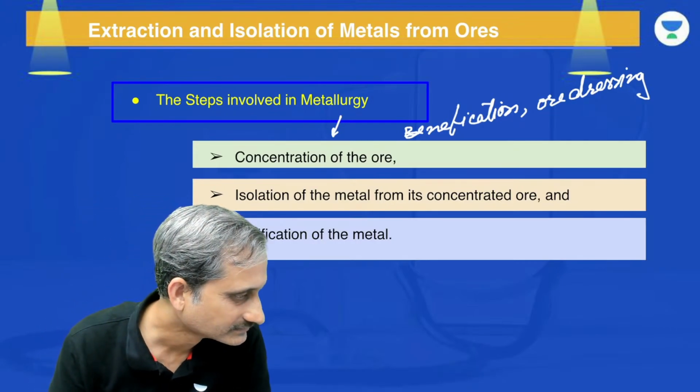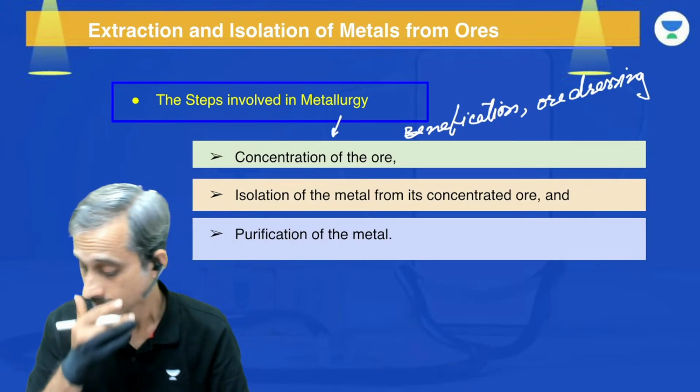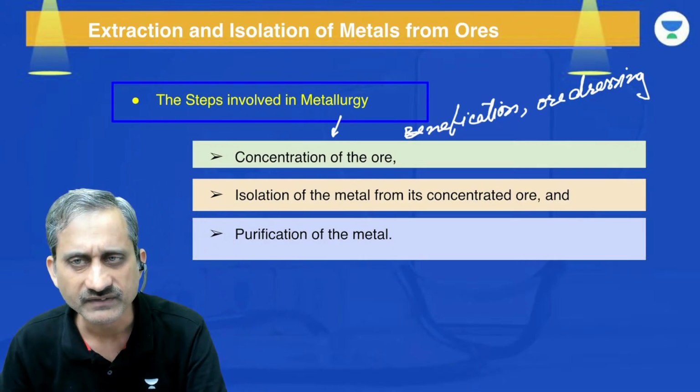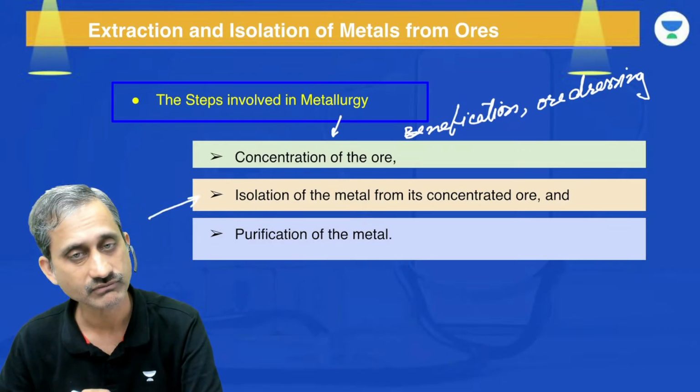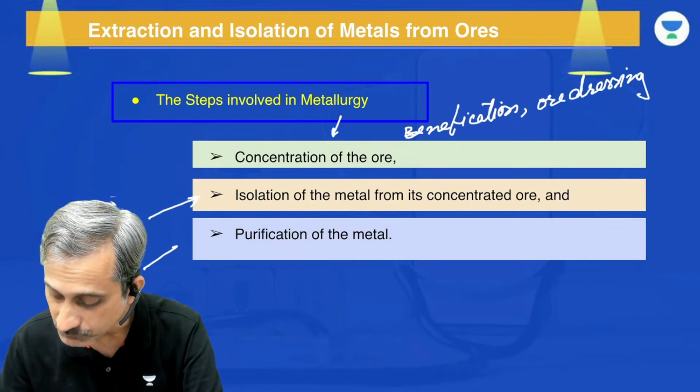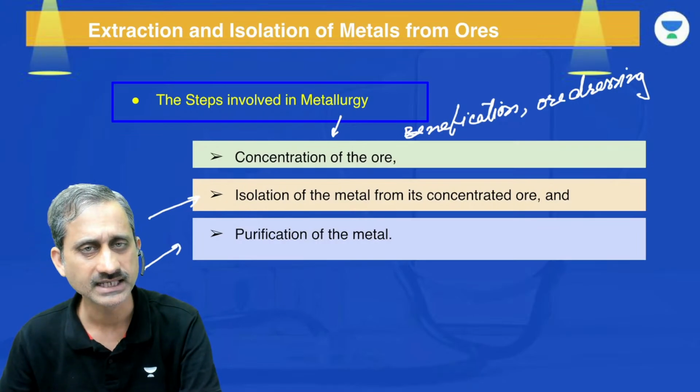Okay Chintu bhai, you got the answer. So now the first is ore beneficiation, ore dressing. And then we isolate the metals from the concentrated ore. Then we purify the metal. So these are the three steps in metallurgy.